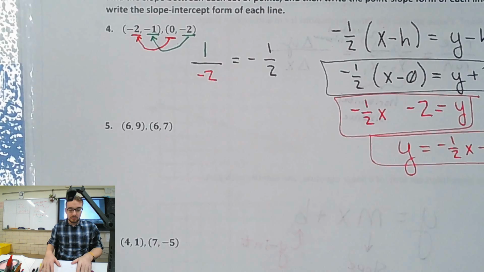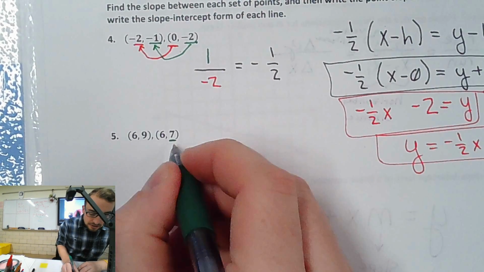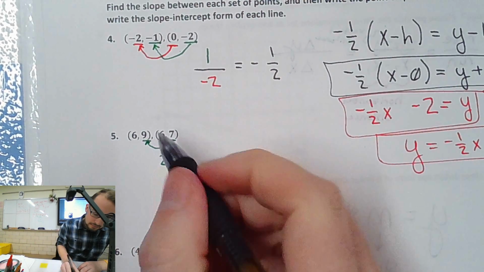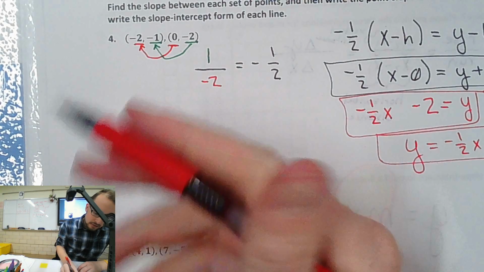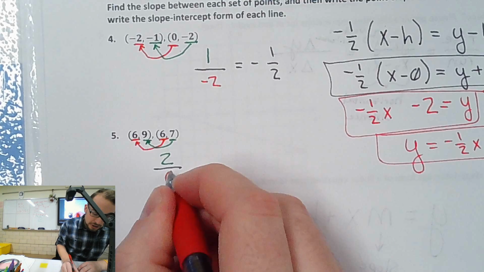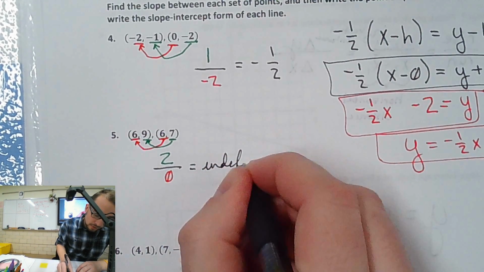Okay. Look at number 5. Let's find the slope for number 5. Starting at 7 and going to 9, what did I do? Up 2. Starting at 6 and going to 6, 0 change. So what kind of slope is this? Undefined, which is vertical slope, right? So undefined.